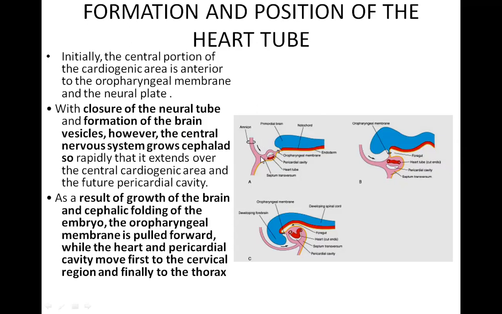So because of this cephalocaudal folding, it extends over the central cardiogenic area and the future pericardial cavity. Over here you can see it is extending over this cardiogenic area, and finally because of the result of the growth of brain and the cephalic folding of the embryo, the oropharyngeal membrane is pulled forward, and the heart and the pericardial cavity, they will move first towards the cervical region and finally towards the thorax. So the heart will move from cervical region to the thoracic region along with its pericardial cavity.